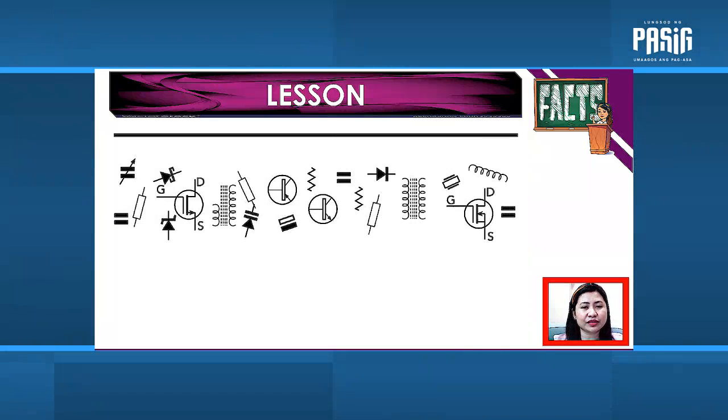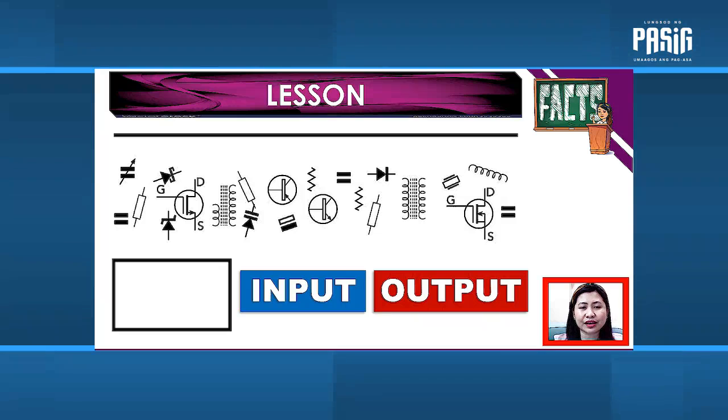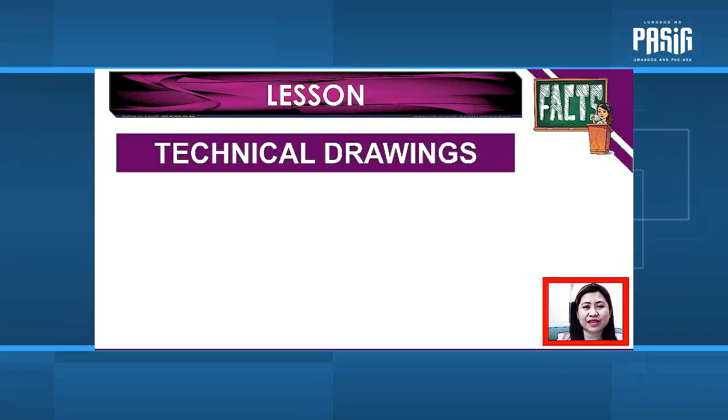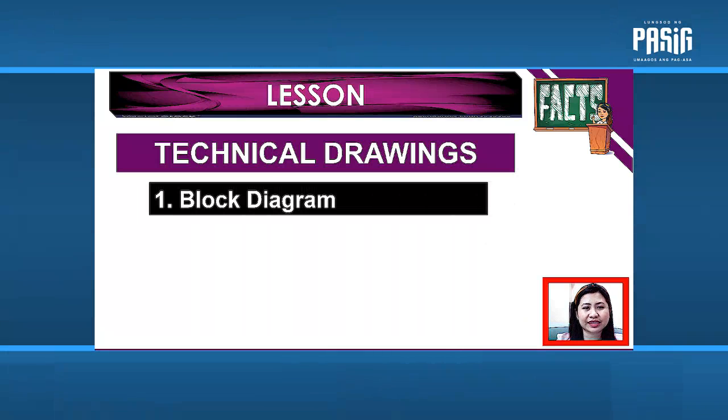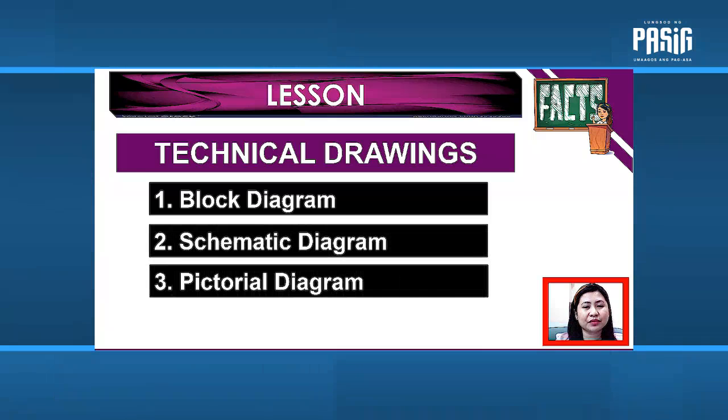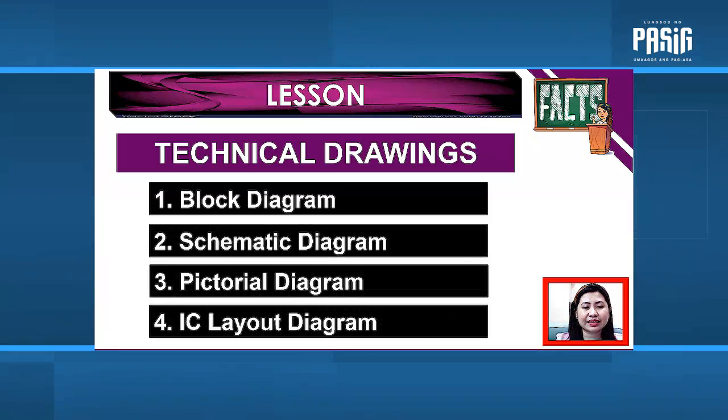Lines, symbols, boxes, and icons are used to represent a certain part, process, or electronic component in a circuit. It is used to better understand how the components are connected to each other. For today's lesson, we will study 4 types of diagrams used in electronics. We have block diagram, a schematic diagram, pictorial diagram, and IC layout diagram.